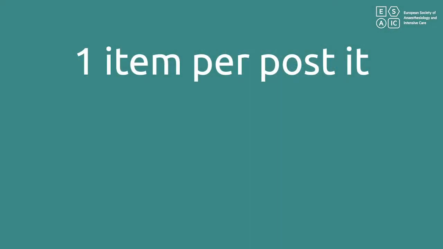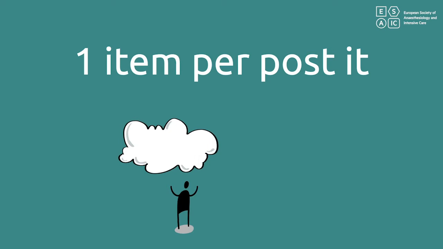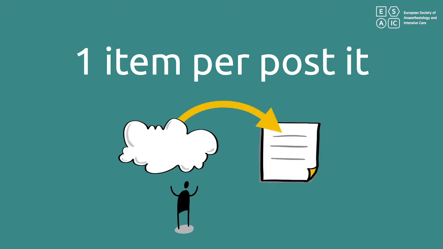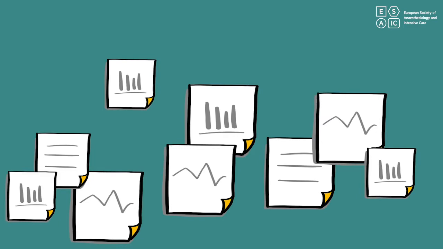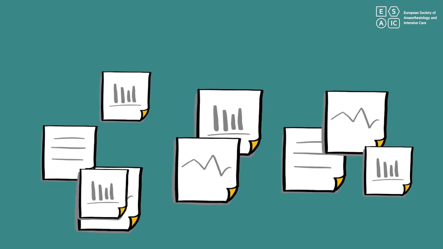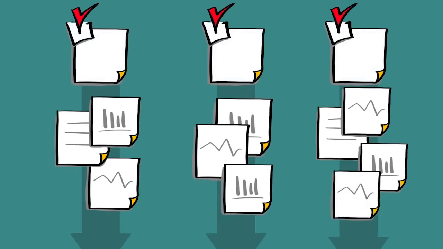Go nuts on it. In this phase, it's okay to focus on quantity and not on quality. There's only one rule. You can only have 1 item on each post-it. Why? So you can move them around later, because this is what you'll do next. You'll take all the post-it notes and stack them vertically under the key message they belong to. If they don't fit under any of those, they might not belong in your presentation.